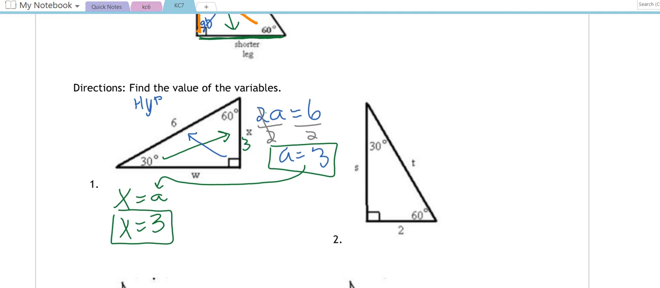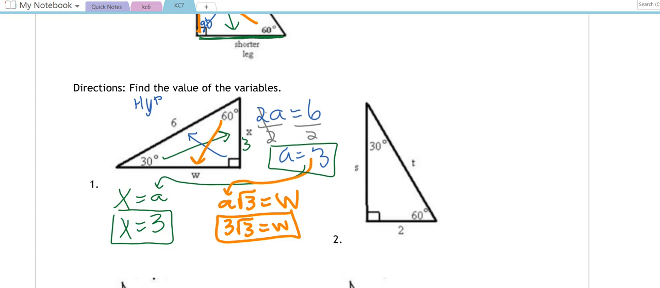Our W is across from the 60 degrees, which is the longer side. So our longer side has to equal A times the square root of 3, which in this case is W, right? If we know that A is 3 though, I'm going to go ahead and substitute A in here, which would be 3 times the square root of 3, which is my W. All right, so again, you really just have to remember what each side has to equal. Start off with what you know in order to find the other missing sides, right?